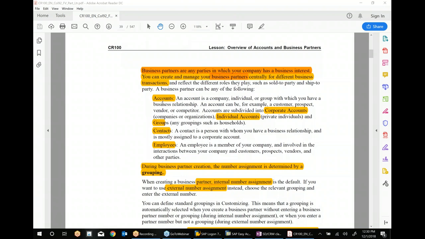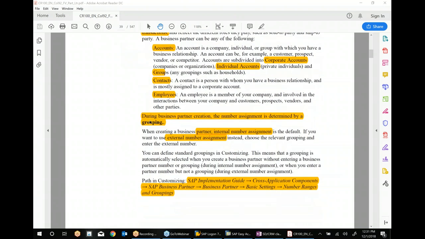And in the account, you can have a corporate account, an individual account, and a group account. You can have a contact. Contact means who is your contact? When I go to Johnson & Johnson, I talk to Michael. So Michael is my contact in Johnson & Johnson. When I go to Costco, my contact is Thomas. When I go to my account Macy's, my contact is Nancy. An employee is the employee of a company, your company.